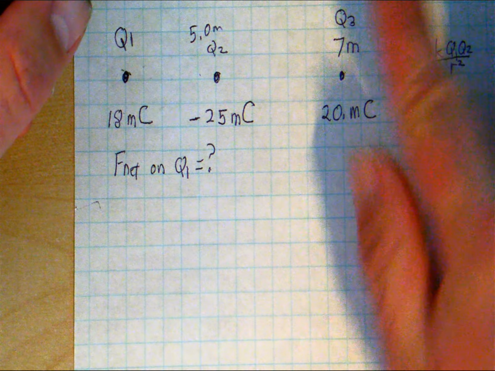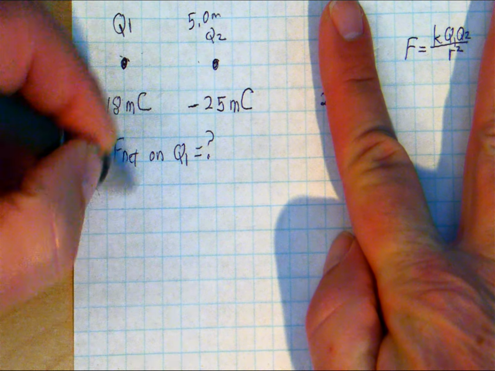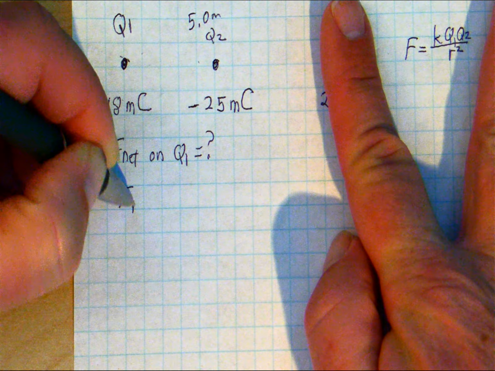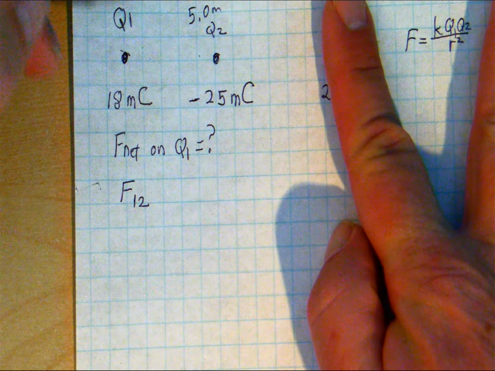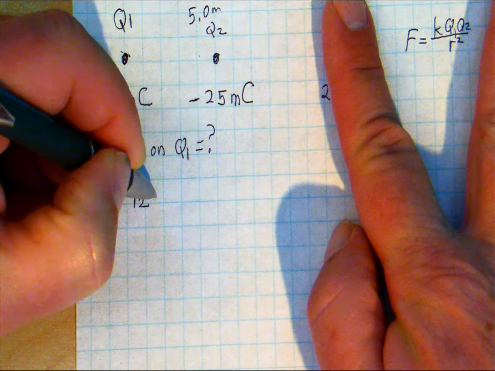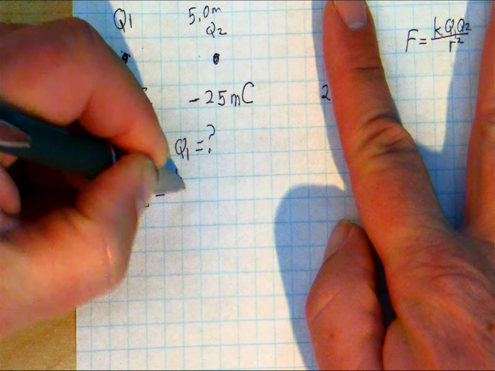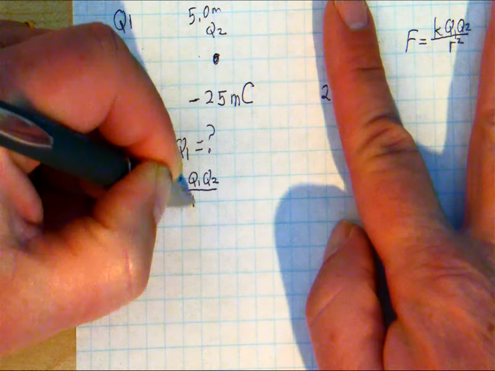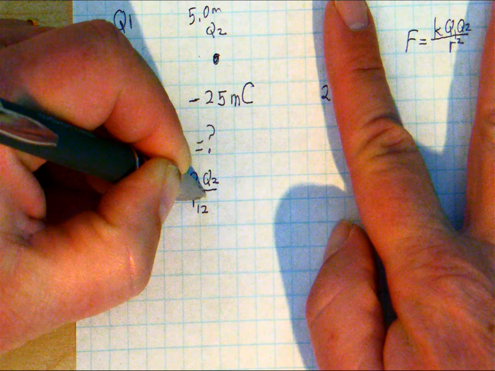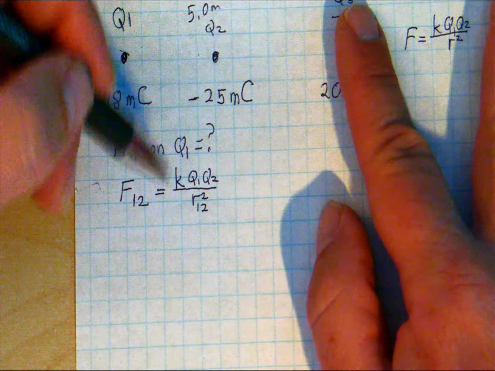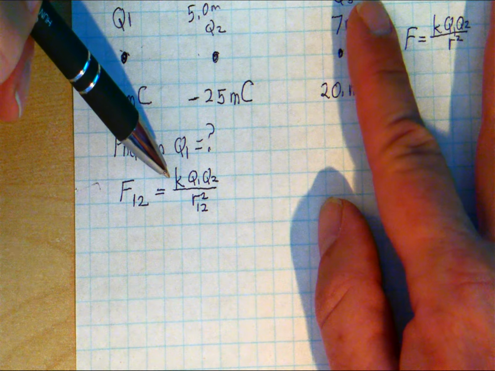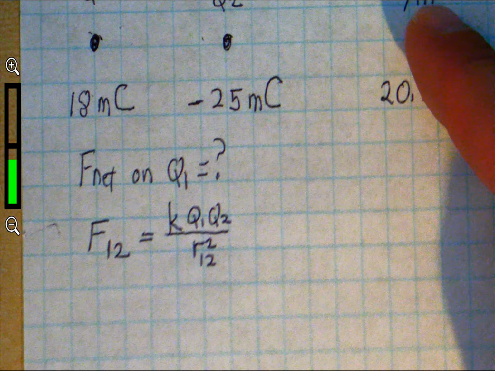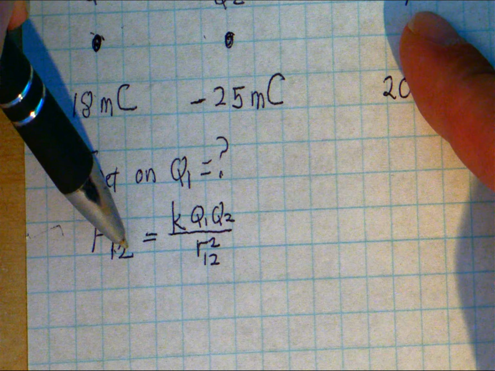Shutting off charge Q3, I'm going to calculate charges Q1 and Q2. So the force between charge Q1 and charge Q2 is going to be K Q1 Q2 over R between 1 and 2 squared. I'm starting to use subscripts to represent which charges I'm working on.